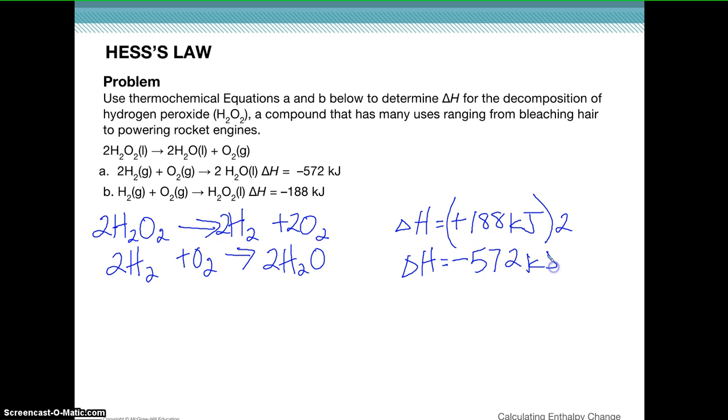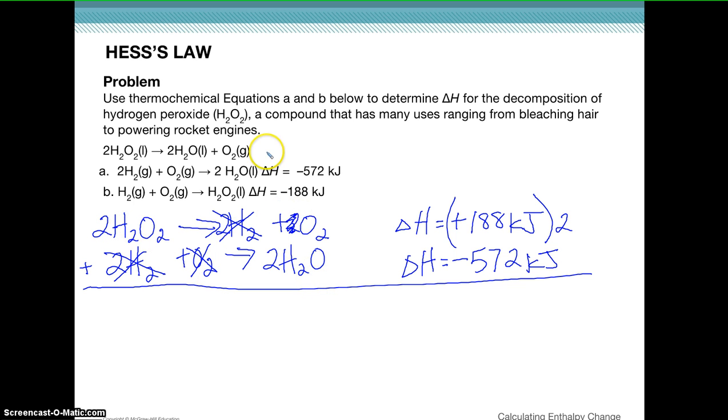Now if we add these two reactions together, if there are things that are the same on both sides of the arrow, like the H2s, we can cancel those out. And then here we can cancel out this O2 and cancel one of those. So we have the things left that we want in our final reaction. When we put it all together, we get 2H2O2 yields, on our product side, O2 plus 2H2O. And that's what our final reaction looks like.